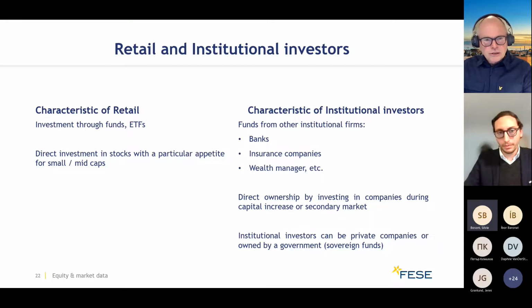So I would just argue that retail is an important part of the clients trading on the primary markets. Institutional investors, those guys, banks, insurance companies, wealth managers, are the more professional ones. I think it's quite self-explaining, actually. Okay.